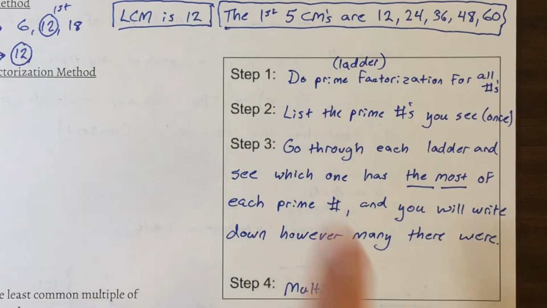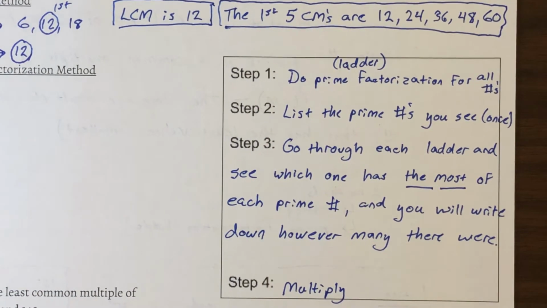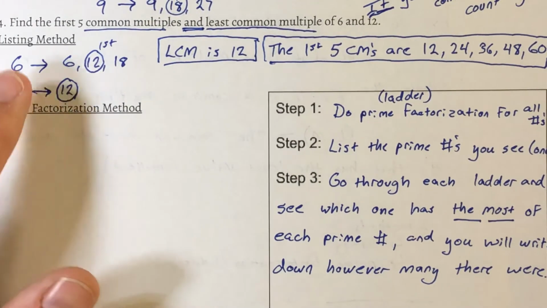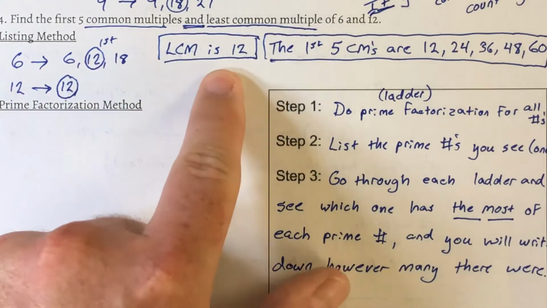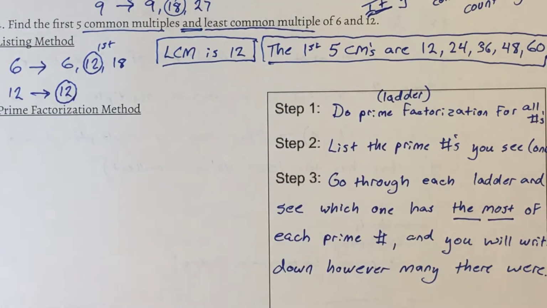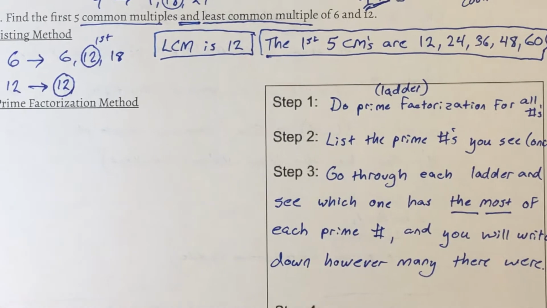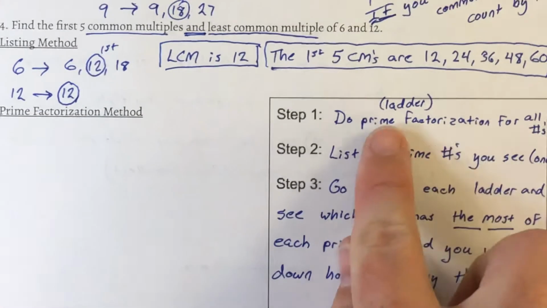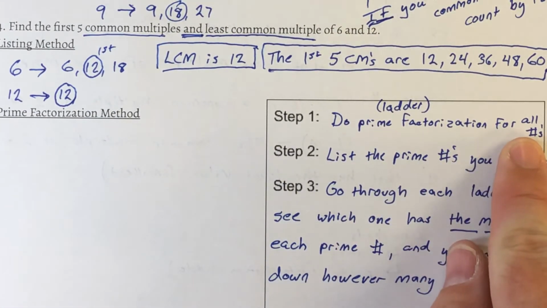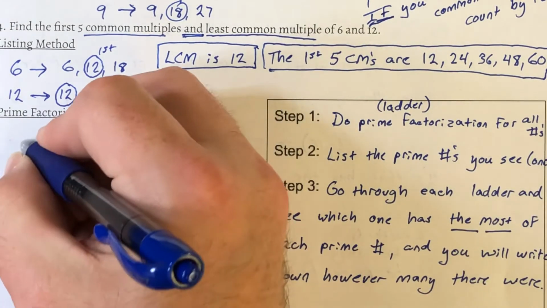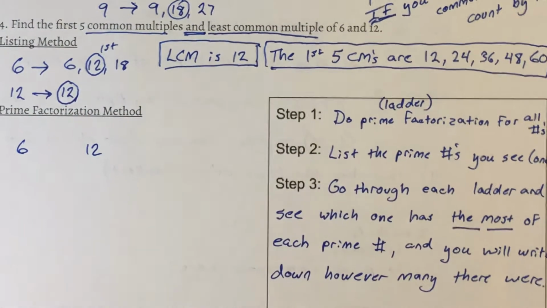Okay, so we're going to try this method on our super easy example. We're still going to do 6 and 12. Remember, we already know these answers. So hopefully we get these answers. Otherwise, we have messed up. Okay, first step, do the prime factorization for all your numbers. So we have 6 and we have 12.